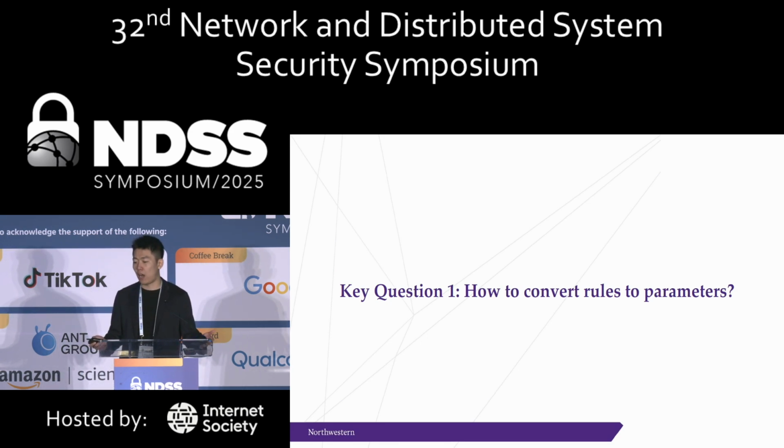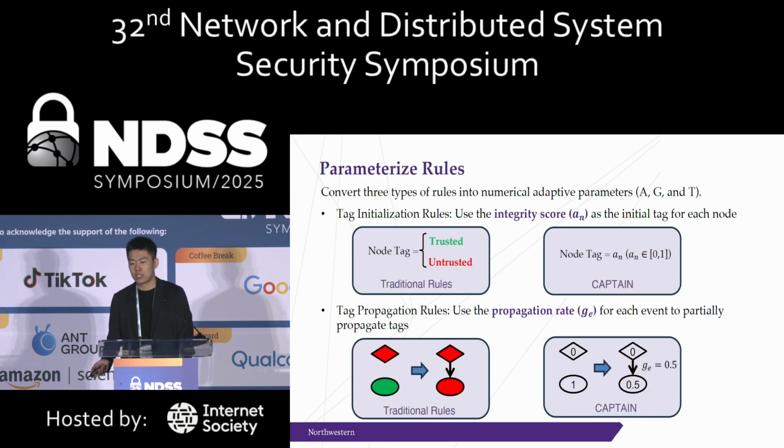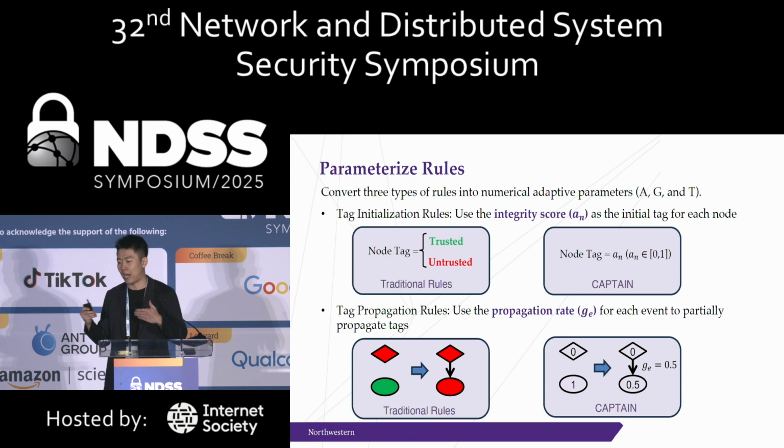The first one is how do we convert the rules to parameters? Because with gradients, we can learn numerical parameters, but how do we transfer the rules to parameters? In this paper, we designed three different sets of adaptive parameters to convert the traditional rules to numerical parameters.